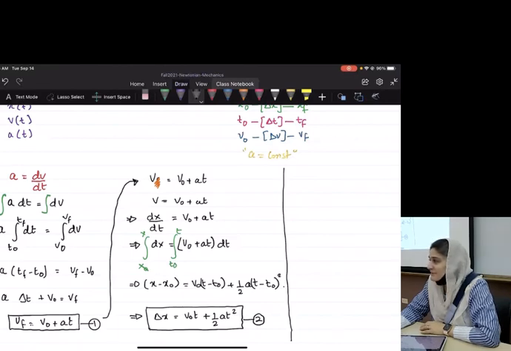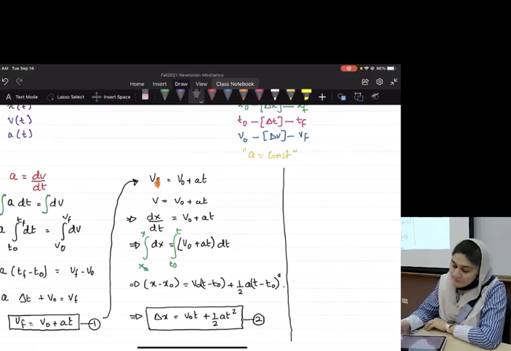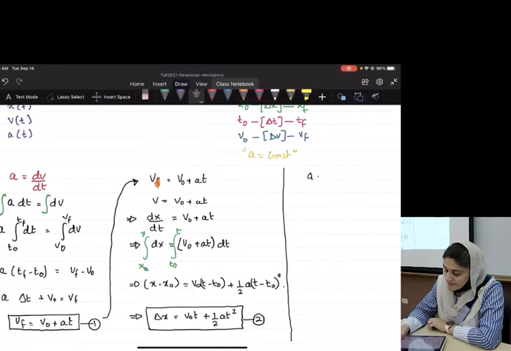Do you guys want to do the last one now? I see a lot of hands. Okay, so the last one is the fun one. And we've done this a bunch of times, so you guys are familiar with this. So A equals dV over dt. I do this. No objection so far?